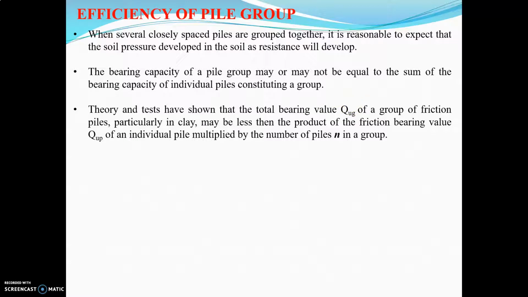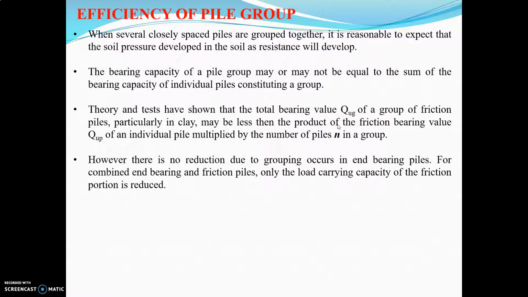Here it is observed that the bearing capacity of the pile group may or may not be equal to the sum of the bearing capacity of individual piles in a group. And also the theory and test have shown that the total bearing value, that is QUG, of a group of friction piles, especially in clay, may be less than the product of the friction bearing value of an individual pile multiplied by the number of piles n in a group.